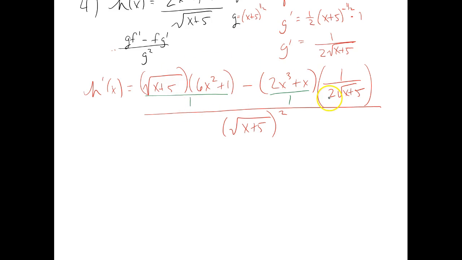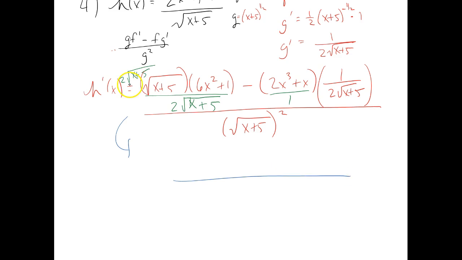So the denominator would be 2 times the square root of x plus 5. So what happens is if I make this denominator 2 times the square root of x plus 5, then I have to multiply the top by 2 times the square root of x plus 5. So this is me just doing a little common denominator math, and now on the next step I will clean that up.